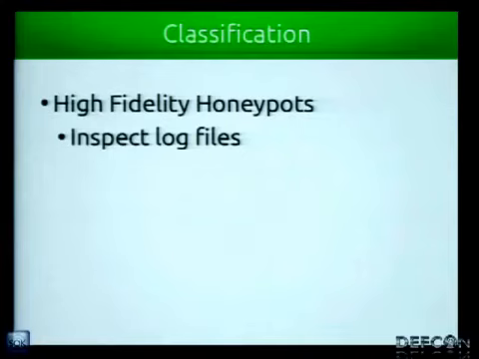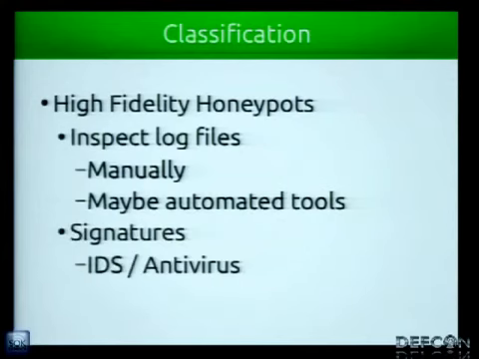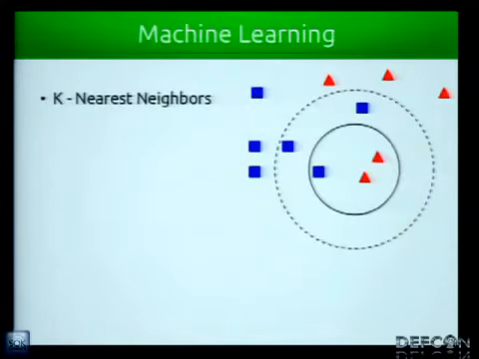Unfortunately, most of the way you do that is by inspecting log files. Maybe you've got some auto cron job that tells you if the shadow file changed or something like that. But mostly it's manual, which is really unfortunate. Sometimes there are automated tools, but not any general purpose automated tools. And signatures like IDS or antivirus things mostly fail for the reasons that I talked about before. So we don't want to do that. We want automated learning or automated detection, machine learning.